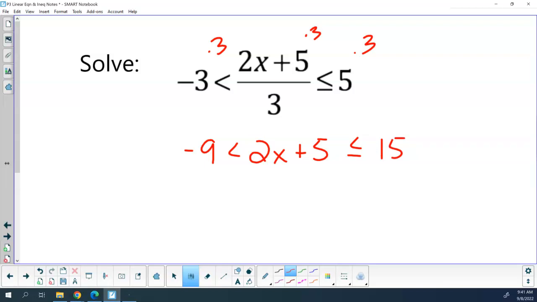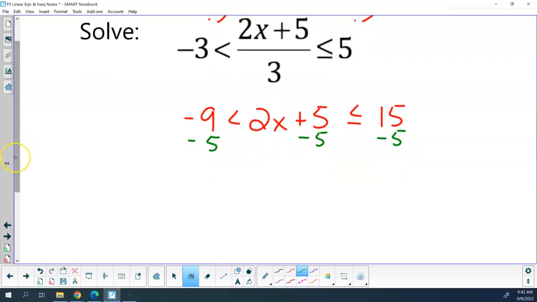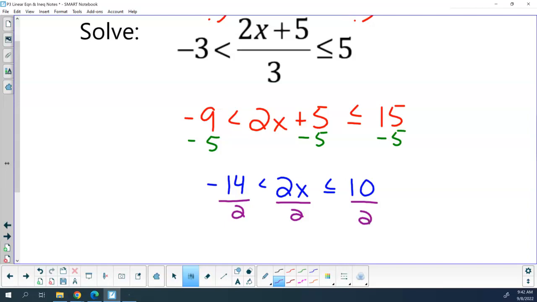Now what? Subtract 5 where? Everywhere, yep, all 3 parts. So now I'm going to subtract 5 here, there, and everywhere. So that's going to give me, then, negative 14 is less than 2x is less than or equal to 10. Now what? Divide by 2 everywhere. Question of the day is, do I need to flip my signs?